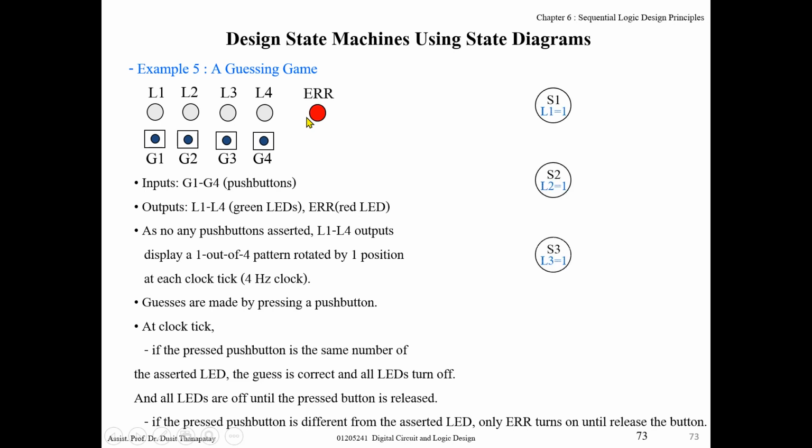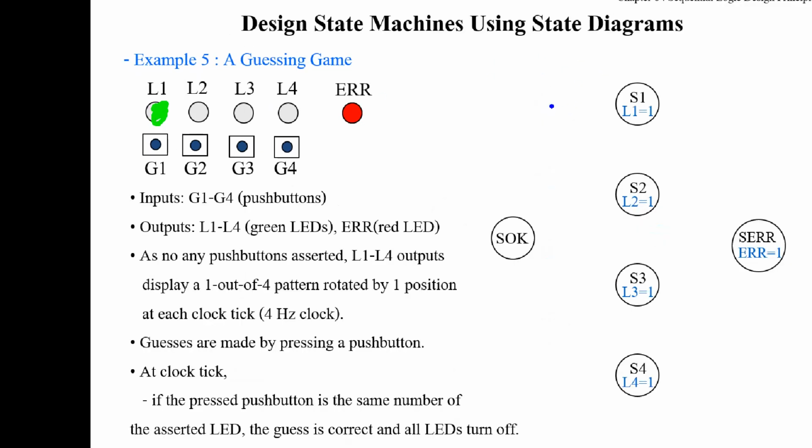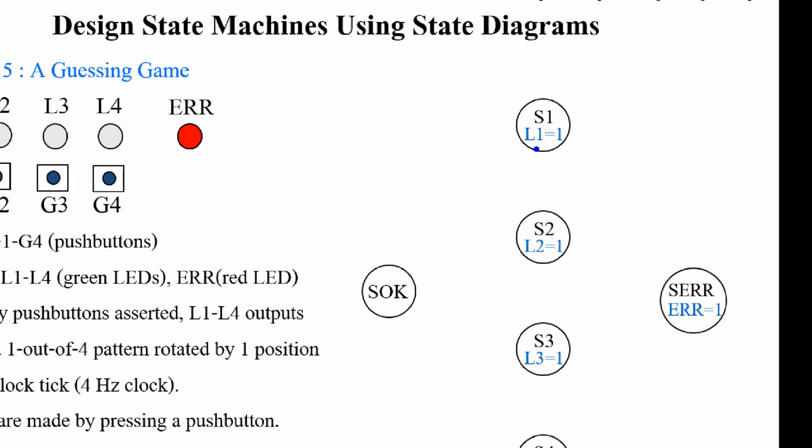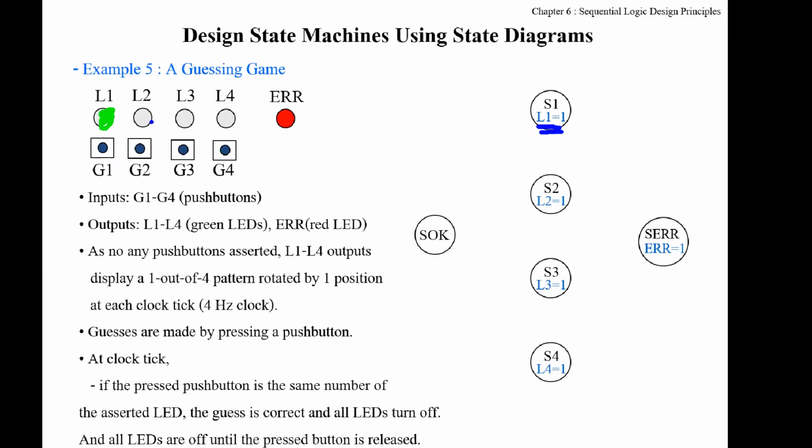Then I write the state diagram for this guessing game. State S1: only output L1 is active or asserted. Note this one is a Moore machine, right? To save space when writing the output, I will write just the active output. The outputs L2, L3, L4, and ERR are not active, so you will not write them in this case.